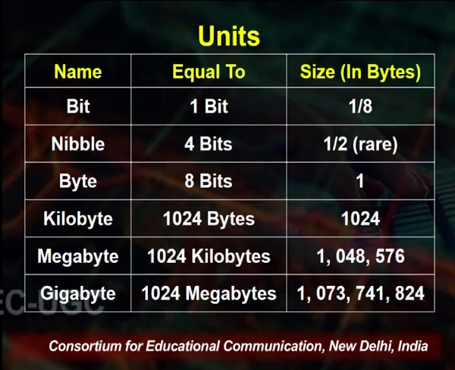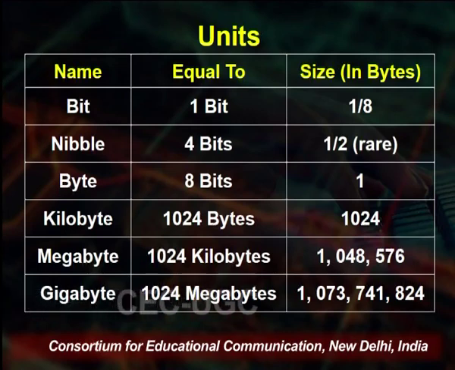We just listened about the bit and byte. Now byte is equal to 8 bits, that is 1 byte. After that we have a kilobyte, megabyte, gigabyte and so on, and it will increase. A kilobyte is 1024 bytes, so the size in bytes is 1024. Then it is again multiplied by 1024 for the next unit, and in this manner it will increase.